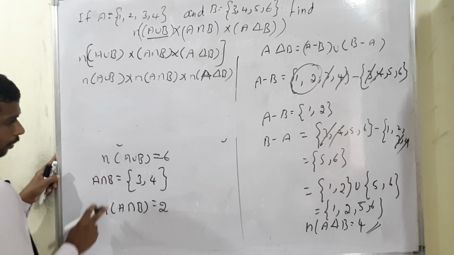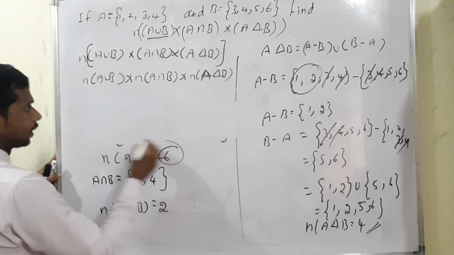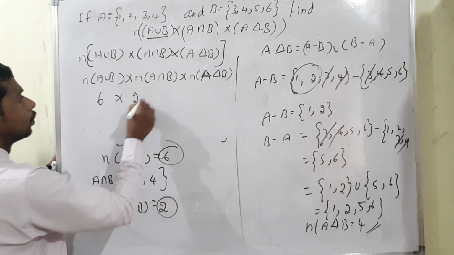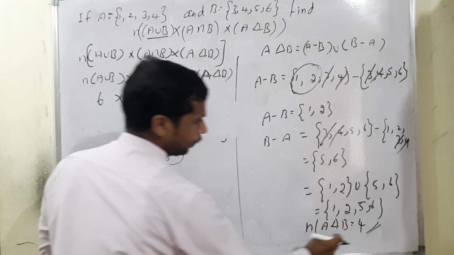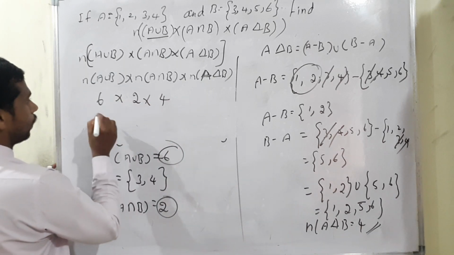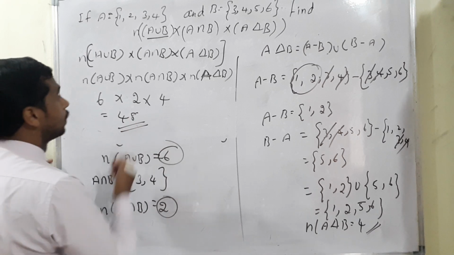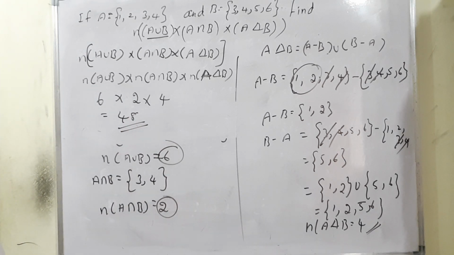Number of A union B, what's the answer? Number of A union B is 6. The number of A intersection B is 2. Number of A symmetric B is 4. Therefore 6 into 2 is 12, and 12 fours are 48. Okay, I will continue with the next question.